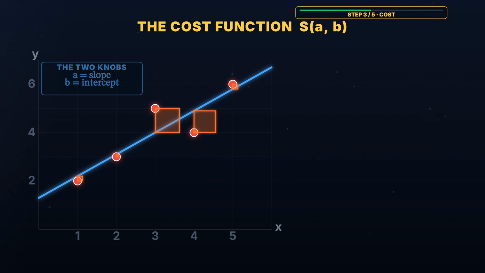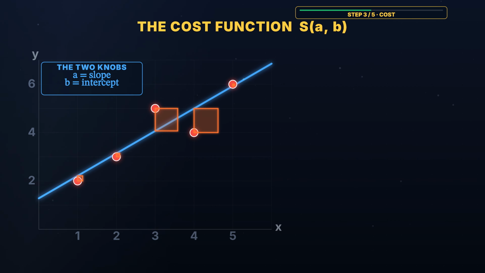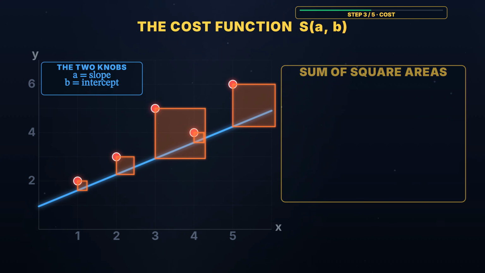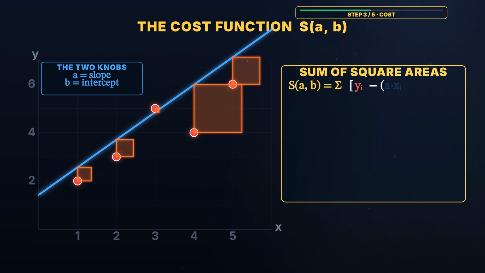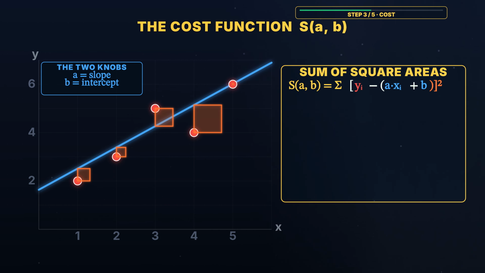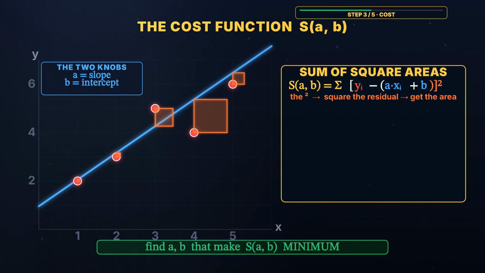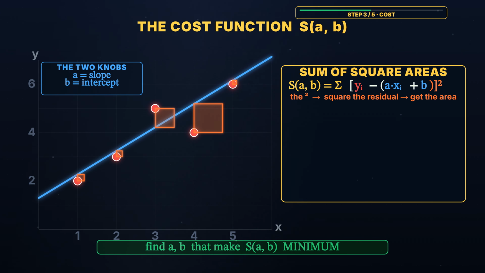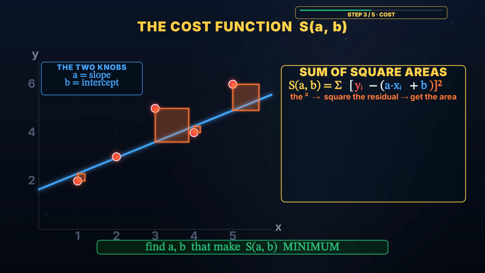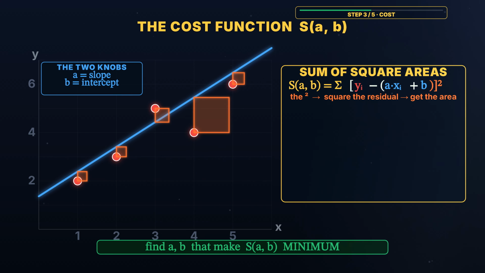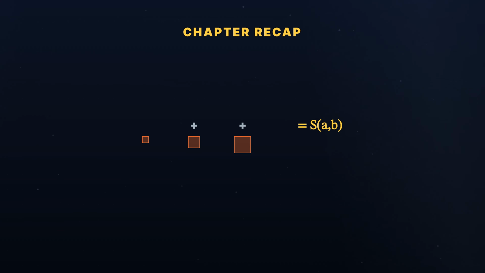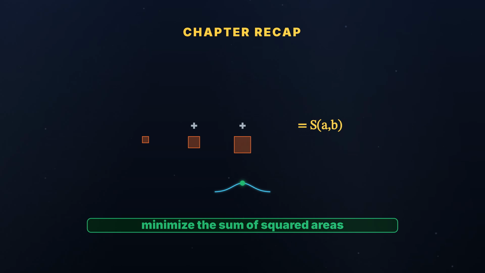The total cost depends on 2 knobs, slope a and intercept b. Twist either and the line moves, squares resize. We write S(a, b) equals the sum of (y minus (a x plus b)) all squared. The square makes every term positive. Our goal: find the values of a and b that make S(a, b) as small as possible.